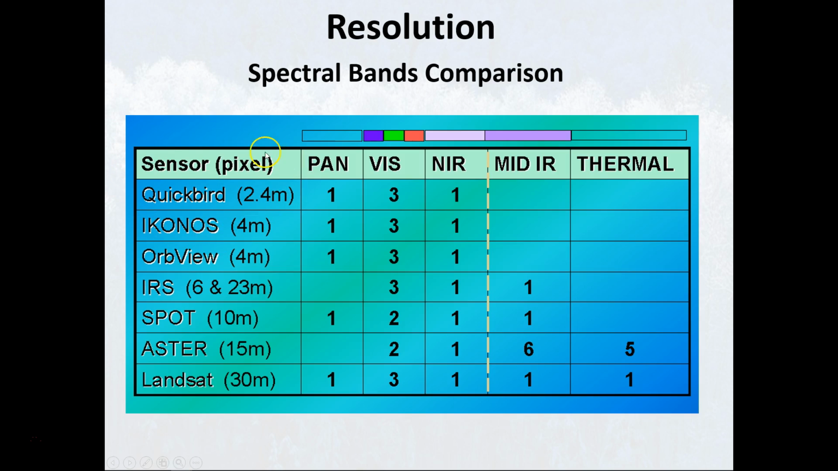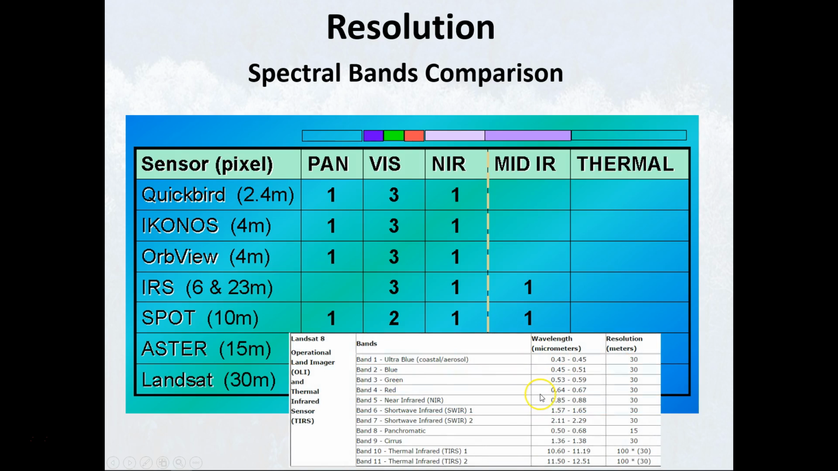Obviously, the higher resolution imagery tends to not have any of the mid-infrared or thermal imaging. And then as you move down, I want to make an important note here, that this figure is a little bit dated. Landsat, this is Landsat 4 and 5 thematic mapper. Since then, there's been the Landsat 7 enhanced thematic mapper, which added one more mid-infrared band, and now Landsat 8, which added another band at the edge of the blue called ultra blue, which is supposed to be useful for coastal or aerosol studies. And then they also added another thermal imaging band.